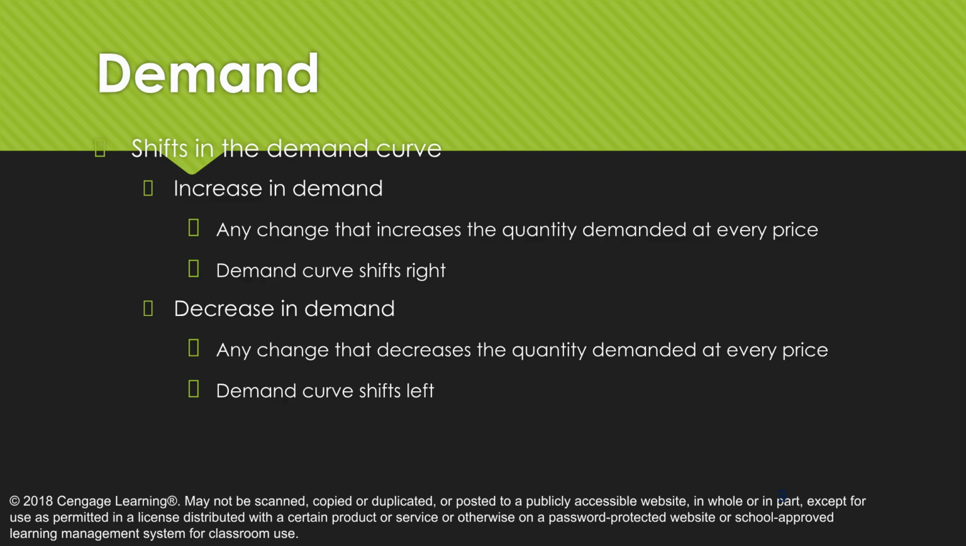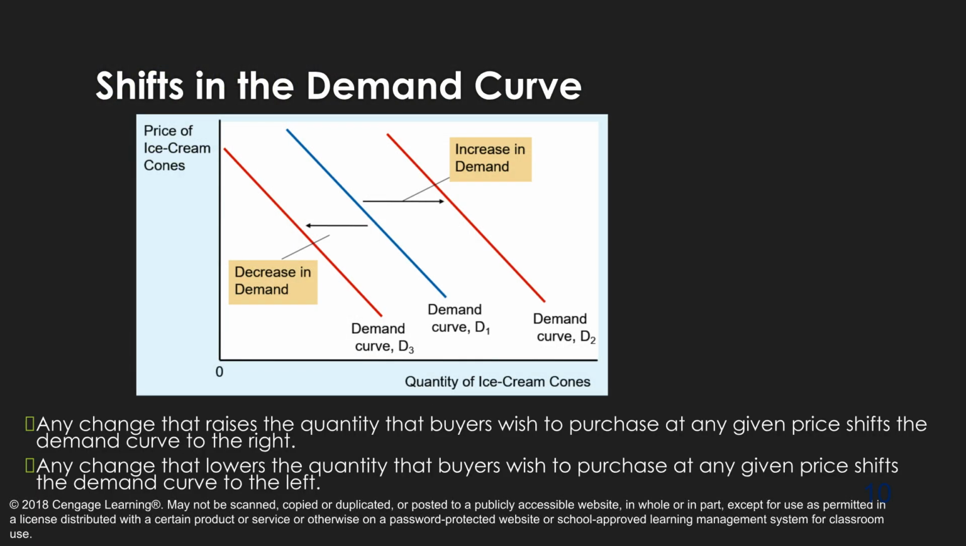Shifts in the demand curve occur when there is a change that affects the quantity demanded at every price. An increase in demand shifts the curve to the right, while a decrease shifts it to the left. This visualization shows how the demand curve moves. A rightward shift represents an increase in demand, while a leftward shift represents a decrease, based on changes in buyer behavior at any given price.